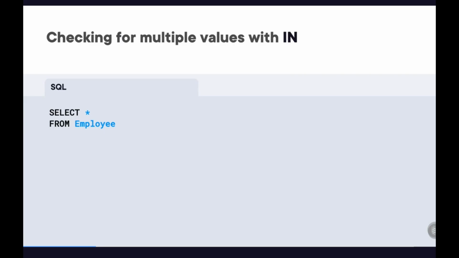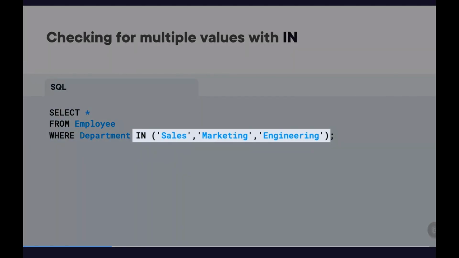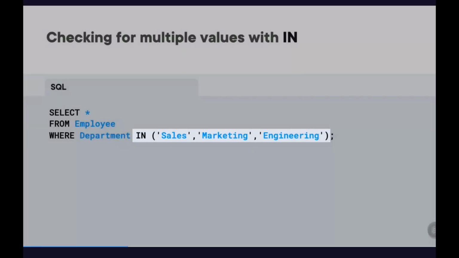IN lets us use the column name once and then search for multiple values in a single swoop. So we use one set of parentheses here, and then each acceptable value separated by commas. Now, department is defined in this table as a text column, so each value here is in single quotes. So by using IN, we just make this query a little bit cleaner, a little bit more concise.